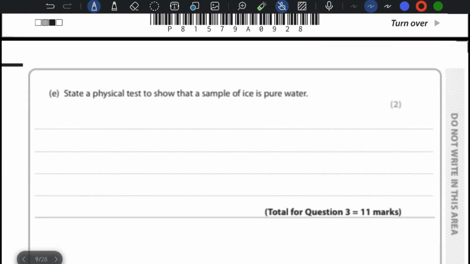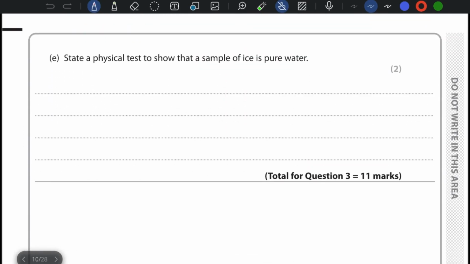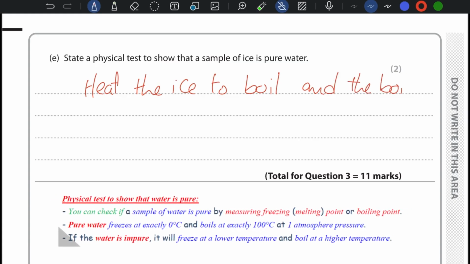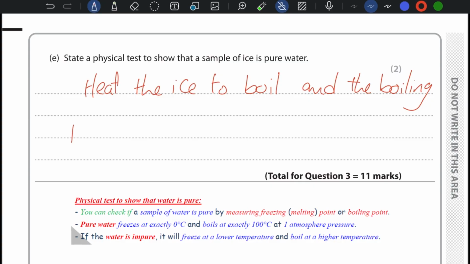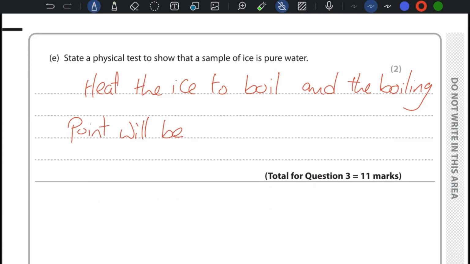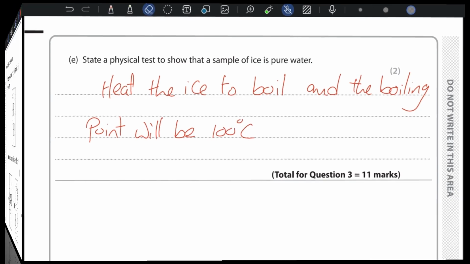Next part, state a physical test to show that a sample of ice is pure water. To check purity, check the boiling point. So we can heat the ice to boil, and the boiling point will be 100 degrees Celsius. That's for question 3.